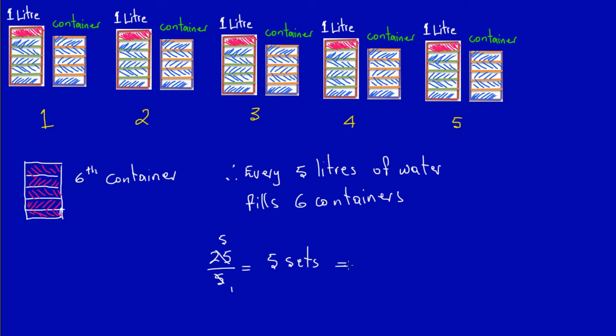Now, this implies that since I have 5 sets of 5s out of 25, to get the total containers that 25 liters of water can fill, I would say, since 5 liters fills 6 containers, and I get 5 sets of 5s, I could say 5 times 6, and that would be equal to 30 containers. Okay, so it's really that easy. So 25 liters of water can fill up exactly 30 containers.